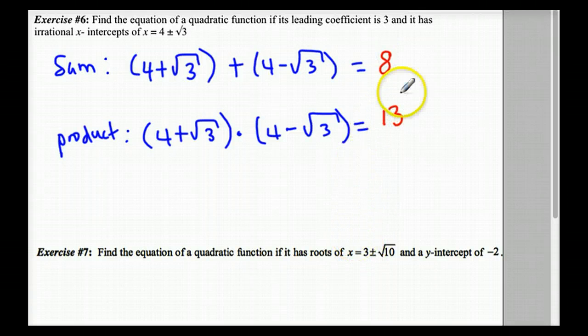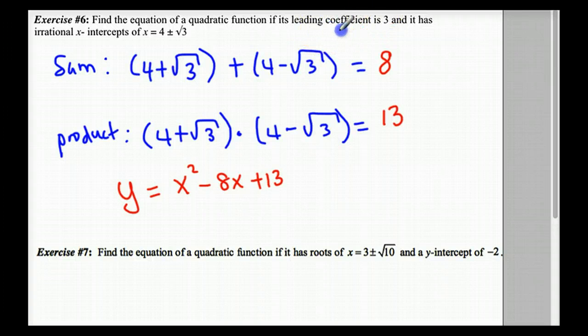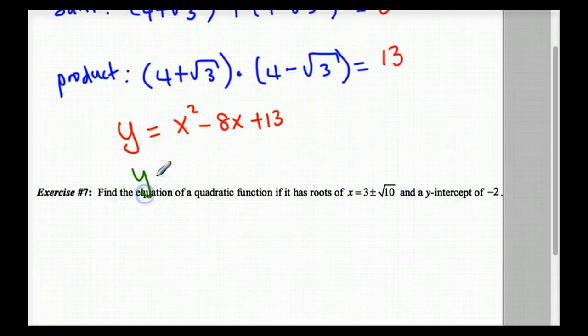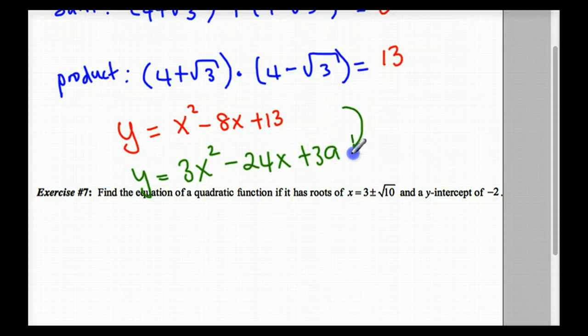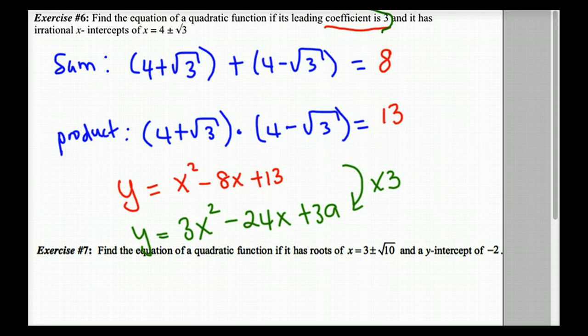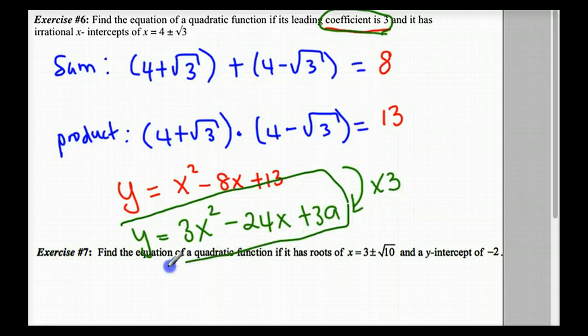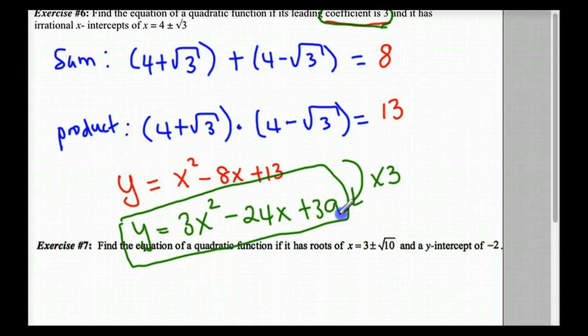So normally when I write this, I would write y equals x squared minus 8x plus 13. Now the question says my leading coefficient is 3. So now I need to multiply everything by 3. So my final would be 3x squared minus 24x plus 39. So from here to here, I multiplied by 3 because I was told my leading coefficient is 3. Okay, so in green here, this is my final answer. I'm sorry, this is 39.